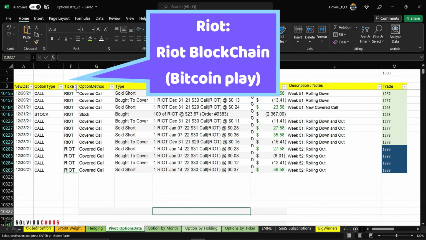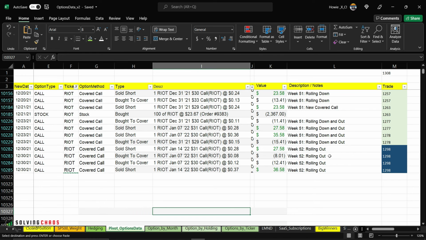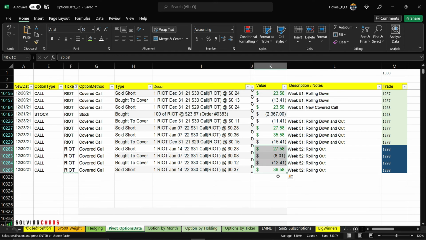Next one, let's filter on Riot Blockchain. I wanted to show you my moves for this week. Really the same strategy again. I'm just rolling it. This one I'm not rolling down anymore. I just wanted to give myself some room in case it pops during the new year. But I am rolling it for more premium because I noticed that most of the premium that I collected, the contract decayed and there was very little left on it. So I had to roll it out for some more premium. You look at that, I collected $43 on these 2 covered calls.